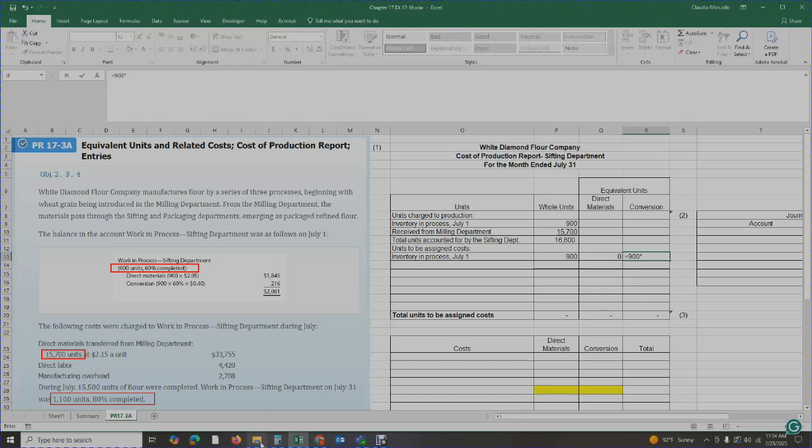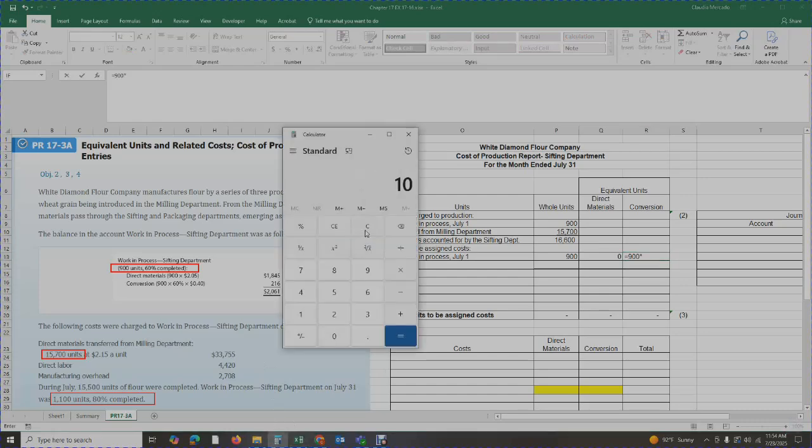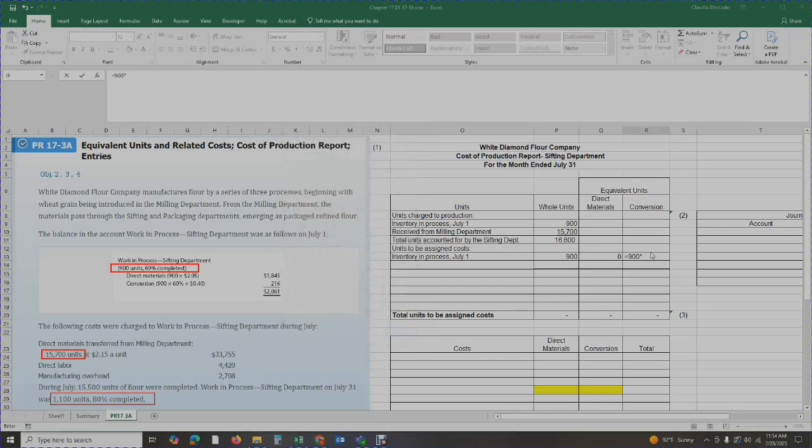So if we had 100%, and 60% were completed last month, that means that this month we have to complete 40%. So we're going to multiply the 900 units times 40%, and that will give you the amount that needs to be completed of the goods for that batch in the month of July. Then we're going to have what was started and completed.